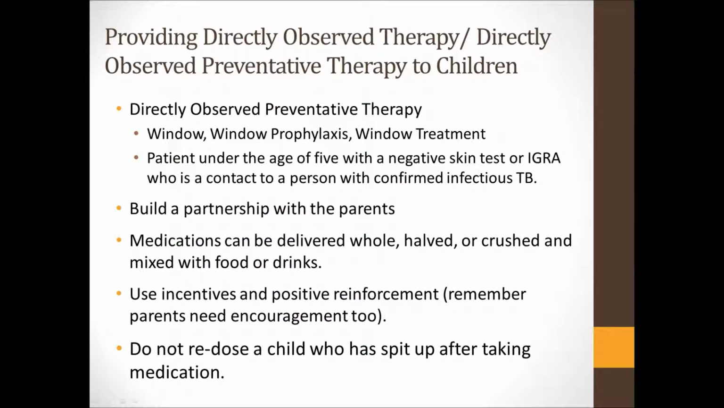Lesson 6, Providing Directly Observed Preventative Therapy to Children. Directly Observed Preventative Therapy, or DOPT, is also referred to as window prophylaxis or window treatment. It's prescribed for patients under the age of 5 with a negative skin test or IGRA who are a contact to a person with confirmed infectious TB.